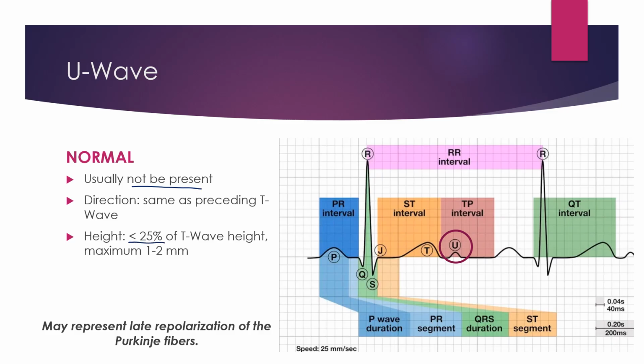So if I came over here and I broke this T wave into 4 parts, the U wave should be less than 25% of the T wave height, or a maximum of 1 to 2 millimeters. You can see that this one is maybe 0.5 millimeters. And it should be in the same direction as the T wave. So if the T wave is up, the U wave should be up. We think that U waves probably represent late repolarization of the Purkinje fibers. At the last time I looked, we weren't 100% sure, but that's generally what we theorize, is that it's late repolarization of the Purkinjes.